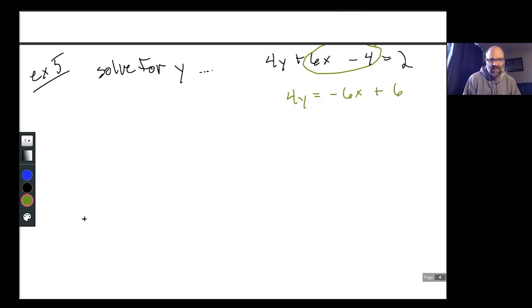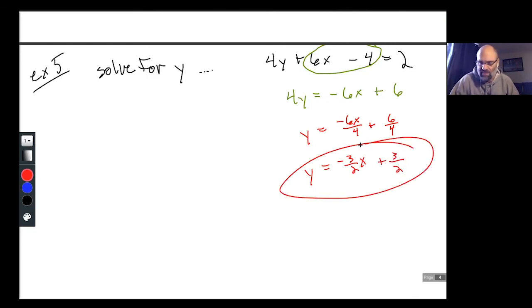All right, last step, divide by 4. So y equals negative 6x over 4 plus 6 over 4. And I can reduce this. Negative 6x over 4, that's just 3 halves. So you can just say y equals negative 3 halves x plus 3 halves. That's it. Okay, so you'll be doing a lot of this kind of stuff in a little bit. So get some practice with that.